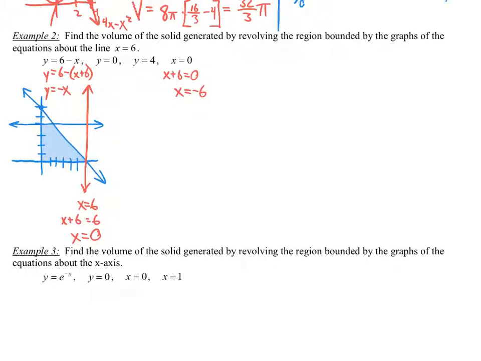So once the whole thing has been shifted over 1, 2, 3, 4, 5, 6 units, what you can see I'm actually doing now is I have the same area, however, now I'm going to be revolving it around the y-axis instead. Does that make sense?